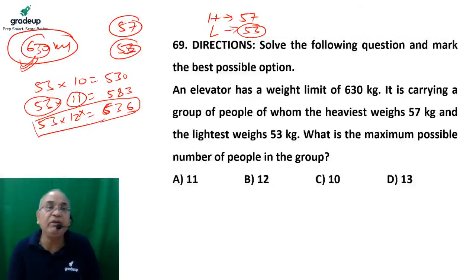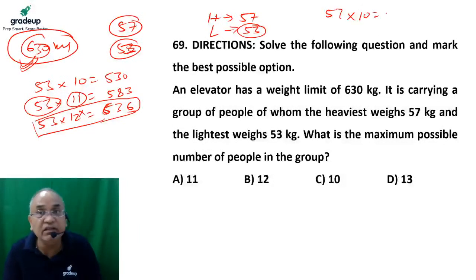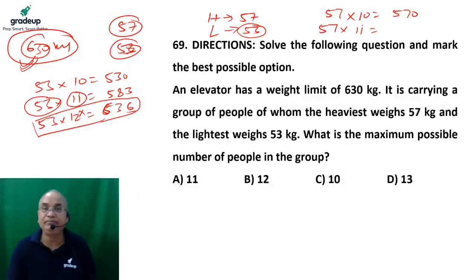If every person has 57 kgs of weight and 10 persons are there, the total weight in the lift is 570 kg. And if 57 is the weight of every person and 11 persons are in the lift, can the lift carry them? Add 57 to it. It will become 627.